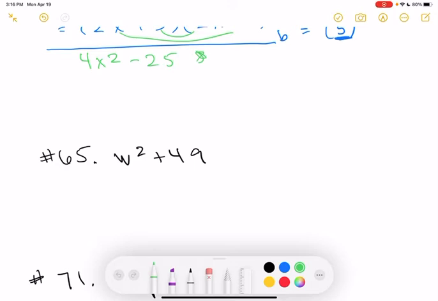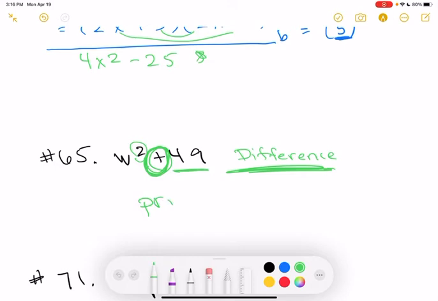7.1, number 65. So there's no greatest common factor. I see 2 terms, so I want to say it's a difference of squares, and I especially want to say that because I see the squared, and I know that 7 squared is 49. So I'm really thinking we should do that, but if you look close, this plus here, remember it's a difference of squares. So difference means subtraction. So in this case, there's no sum of squares rule. So this guy here is actually prime.